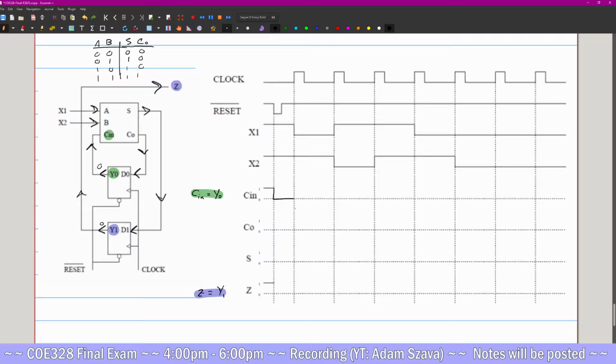And so everything else follows from that. So 1 and 1 has a sum and a carry of 1, and it would just stay like that, because X1 and X2 are not clock synchronized, and I mean they might be, but the C out and S are not clock synchronized. And then the Z is just the value of Y1, and Y1 at this moment will switch to 0 because it's being reset.